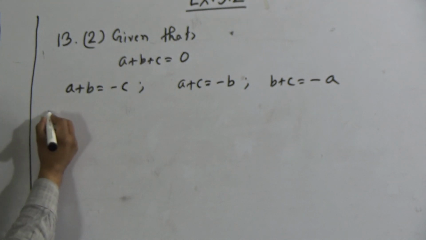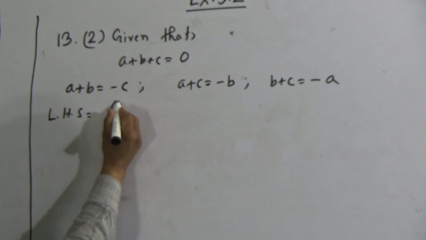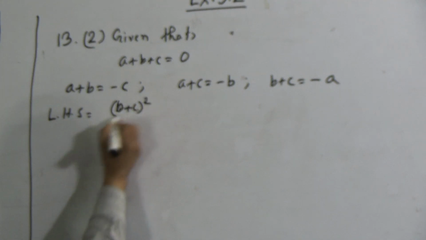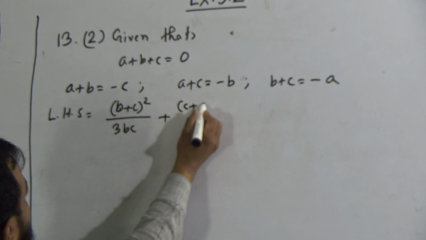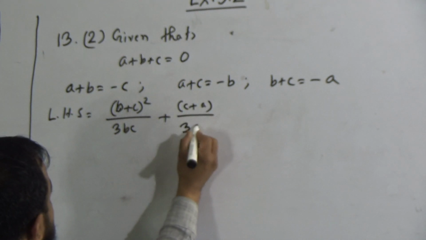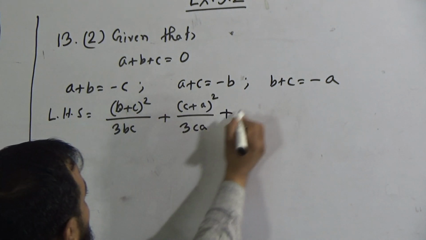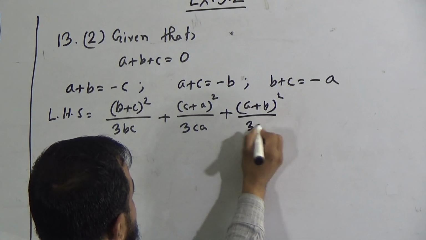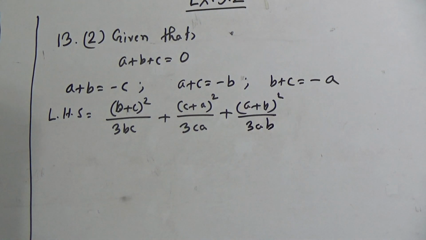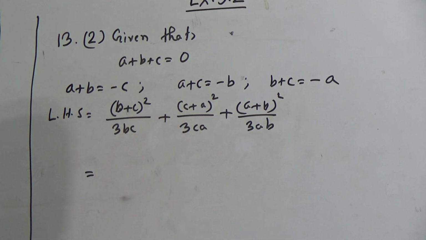Now our left hand side is equal to (b + c)² over 3bc plus (c + a)² over 3ca plus (a + b)² over 3ab. This is our left hand side. Now we'll calculate this one. We need to put the value of b + c, c + a and a + b in this expression.